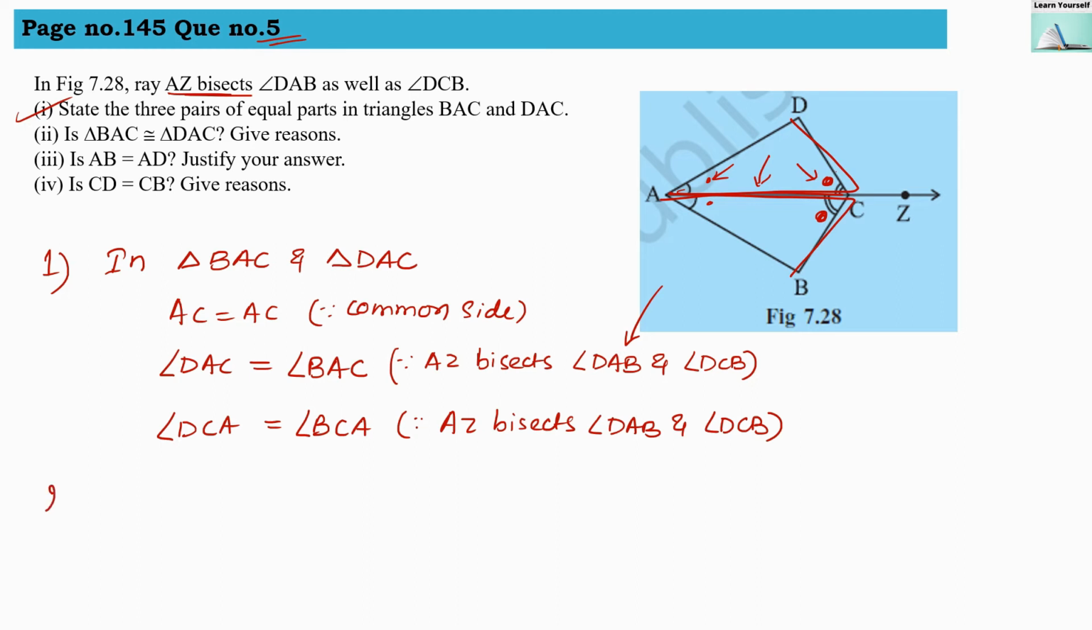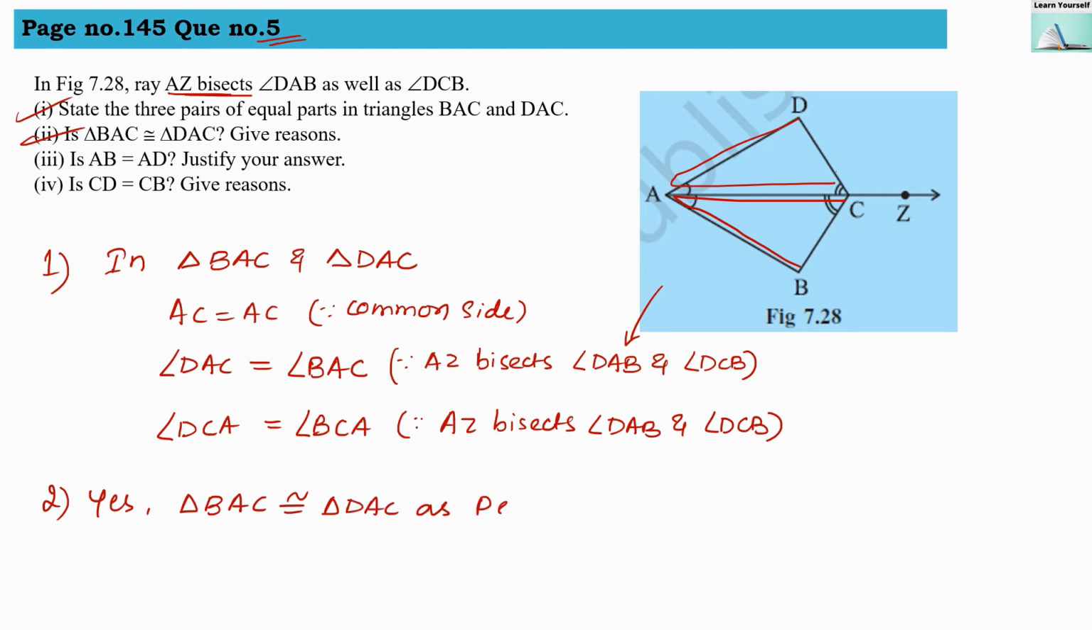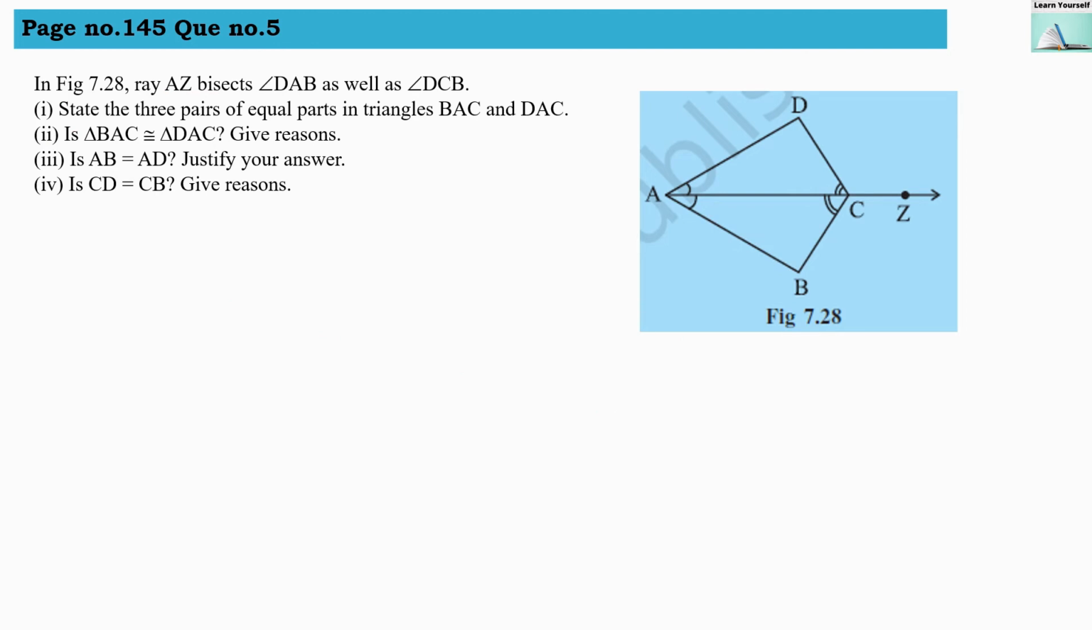Now second question, is triangle BAC congruent to DAC? These two triangles are congruent with each other or not? Then yes, triangle BAC is congruent with triangle DAC as per the angle side angle criteria, which we have written over here. Now third question, that is AB equal to AD or not?